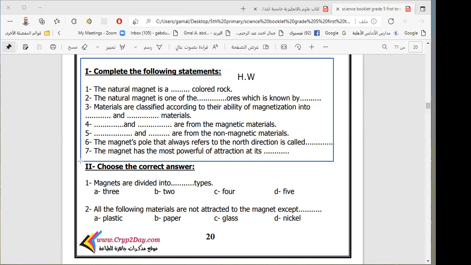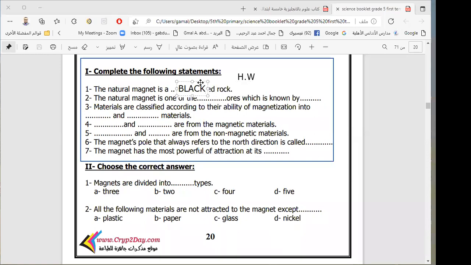I need Ammar to read the first question. Okay, Mister. Complete the following statements. The natural magnet is a what color? Black colored rock. Yeah, black. Very good. The answer is black. Excellent, my son. Thank you, Ammar.